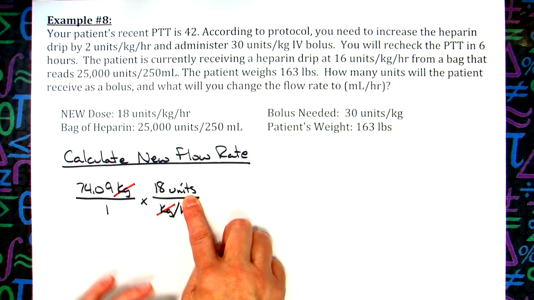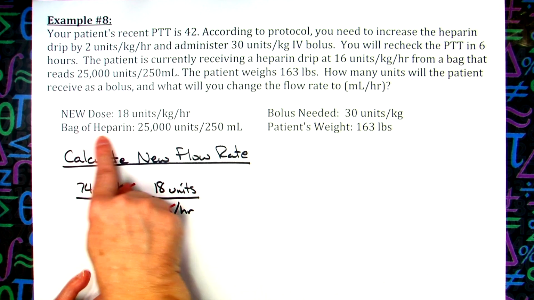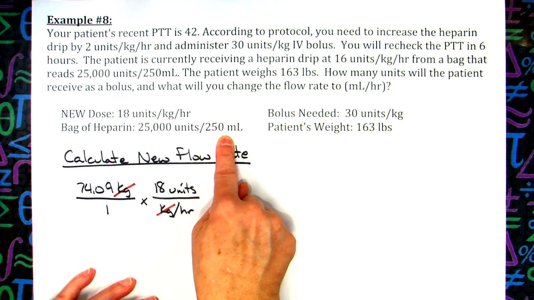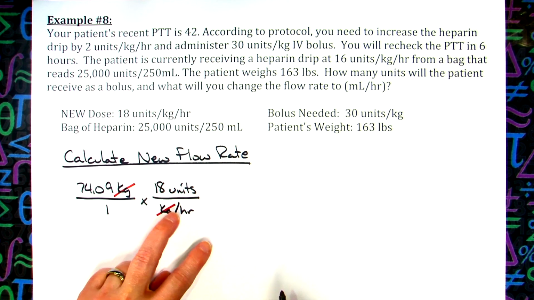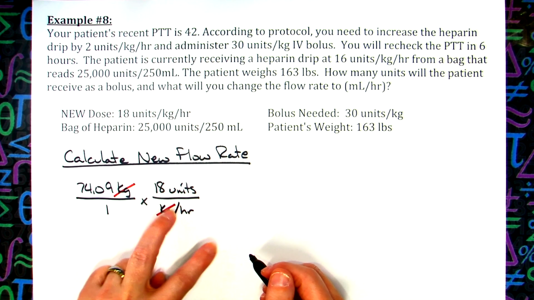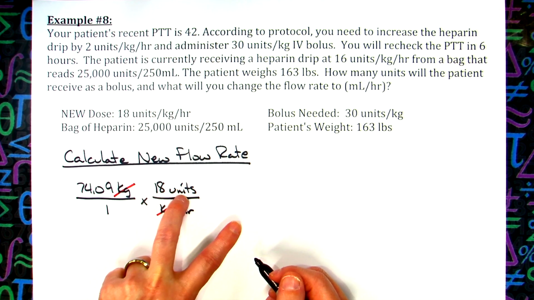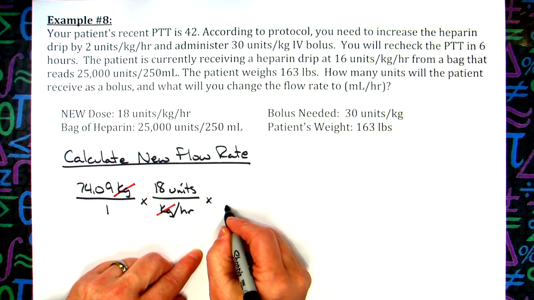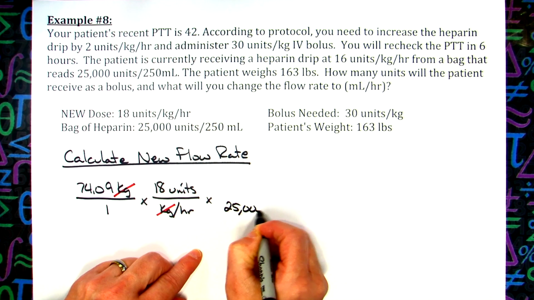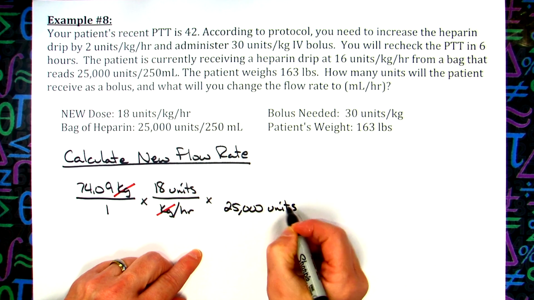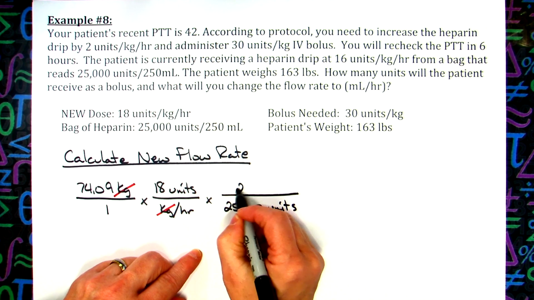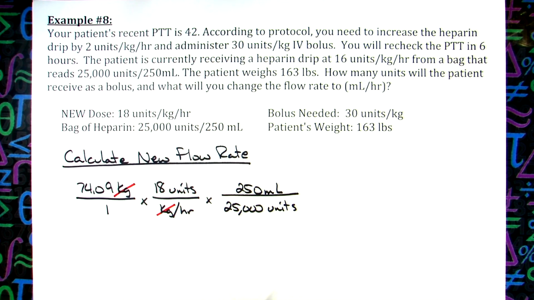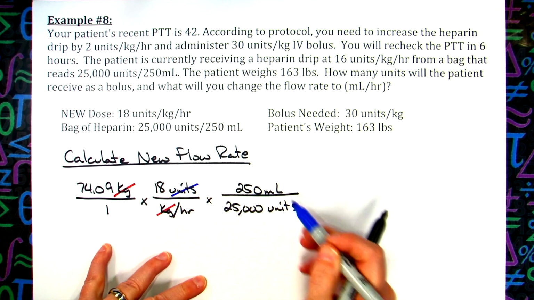Now the next thing is I need to get rid of the word units. So my conversion factor that I'm going to use is the concentration that was available, 25,000 units in 250 milliliters. The way I will know what to place on top and what to place on bottom is I need units to cross out. That means that the 25,000 units has to go on the bottom, and the 250 milliliters on the top.